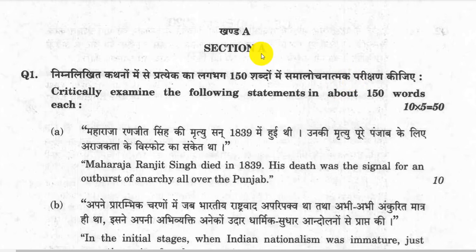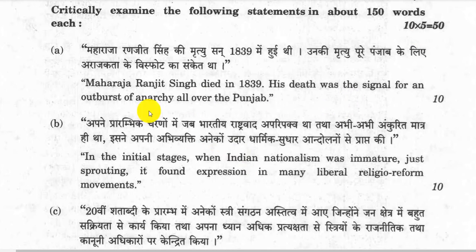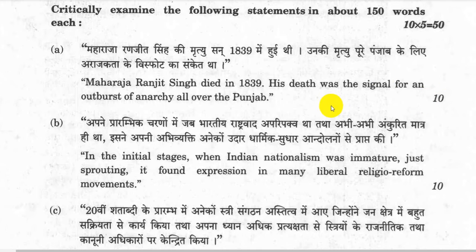The first section says: critically examine the following statements in about 150 words, each carrying 10 marks. You have to answer 5 questions; 1 and 5 are mandatory. Maharaja Ranjit Singh died in 1839. His death was a signal for an outburst of anarchy all over the Punjab.